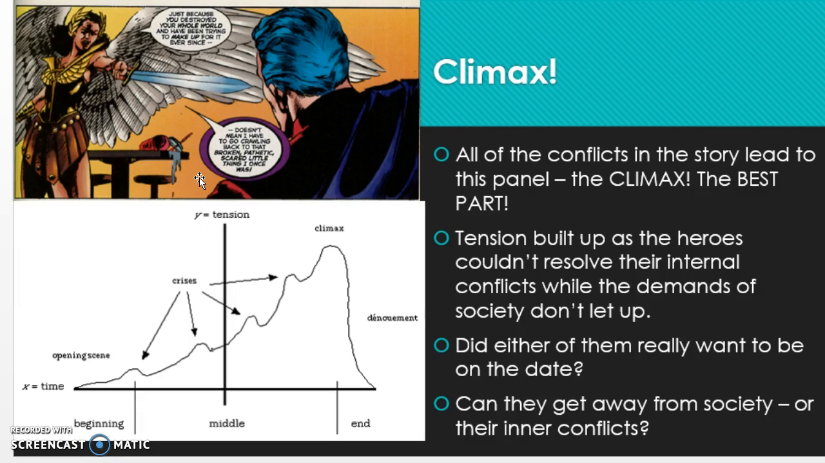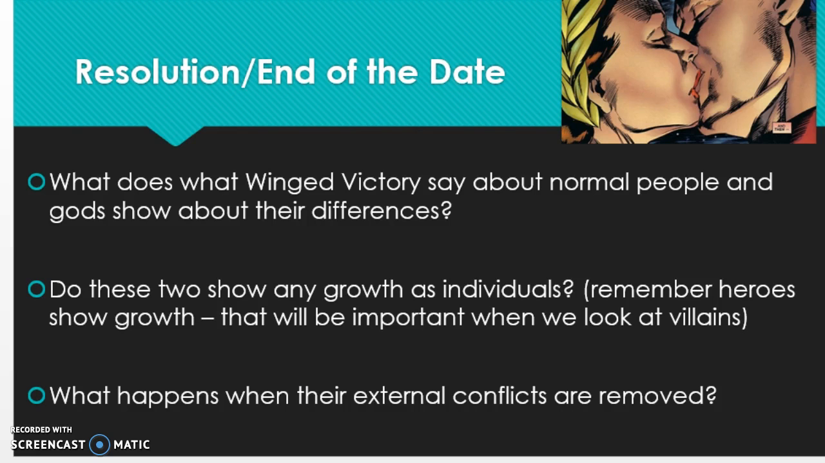They change back into themselves here. The tensions build up. They can't resolve them. It ends in a fight. So a lot of internal issues, and society just won't let up on these two. But we see in the end, they get away from it. And she gives a great speech about the fact she's a normal person trying to be a god. The Samaritan's a god trying to be a normal person. What that shows about them. And then we'll see if they show growth as individuals.